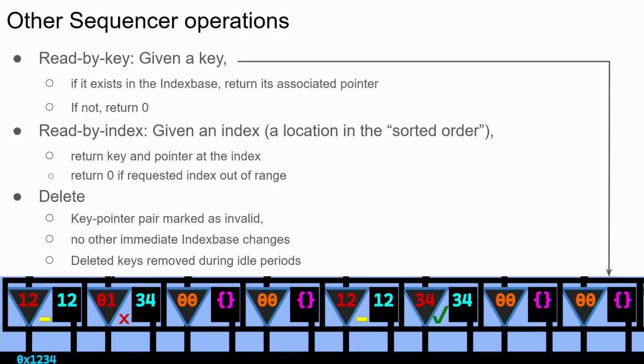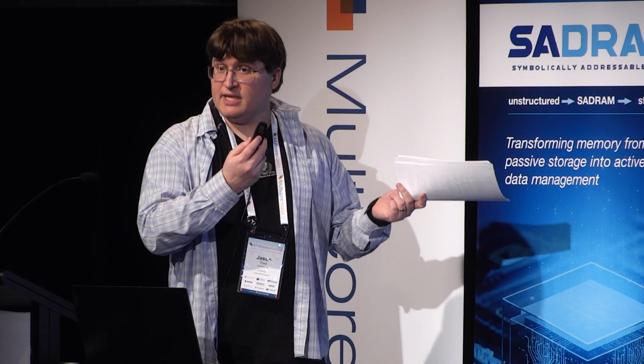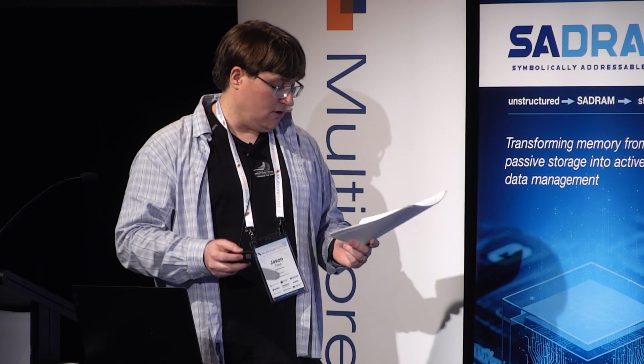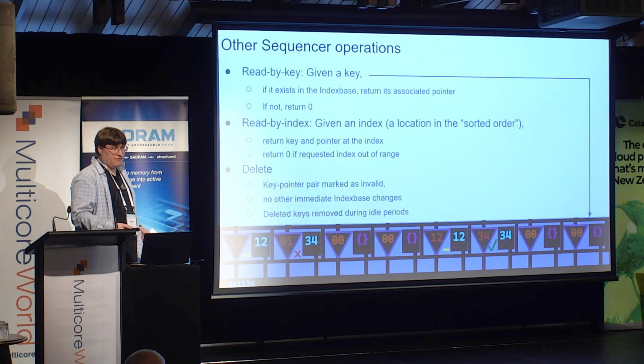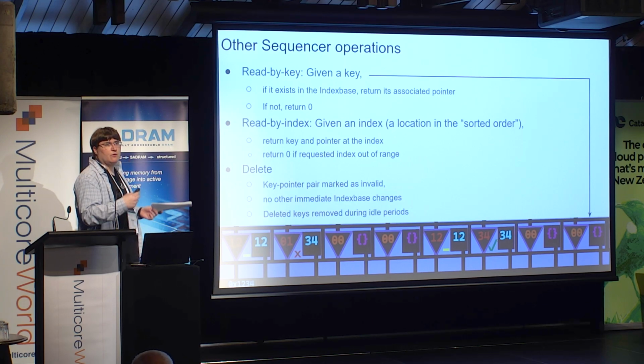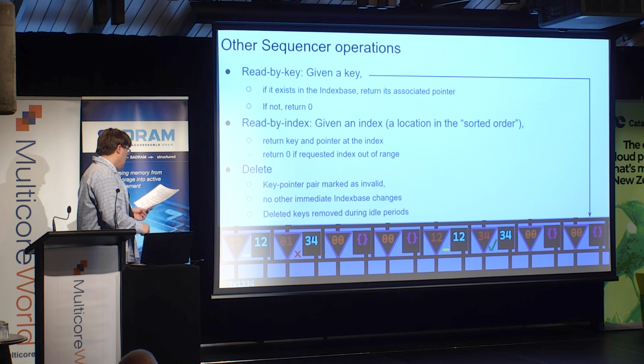All right, so the other operations that a sequencer can do, you can read by a key. That's the read operation analog to what I just showed, which was inserting a key. The differences are you're going to present a key only to SADRAM. You don't present a key pointer pair. Obviously, you don't have the pointer. The point is to be able to find the record only having been given the key.